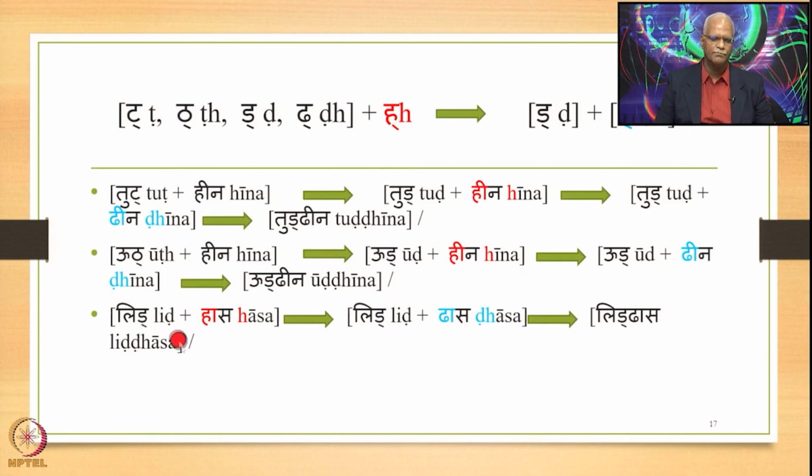Similarly, we have lid plus hasa as the input, and this d is the environment in which this ha will now be substituted by the savarna of d, which in this case is dh. So we get the output lid plus dhasa, lid dhasa. This is optional, so optionally we will also generate lid hasa.